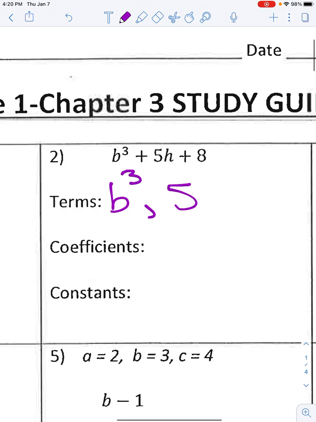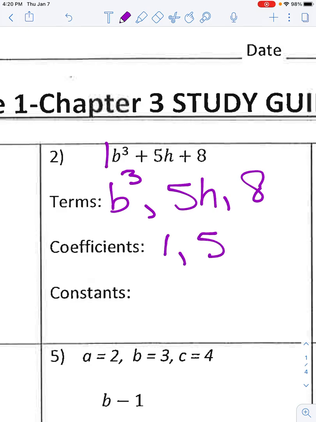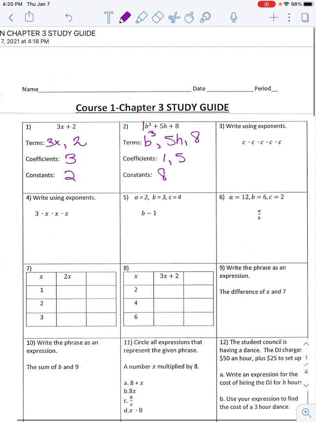Number 2, terms. Every part of the expression is a term. B cubed, 5h, and 8. Coefficients are the numbers in front of the letter. There is a 1 in front of that B and a 5 in front of the h, and 8 is the constant. It is by itself.